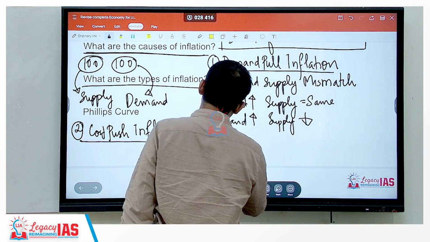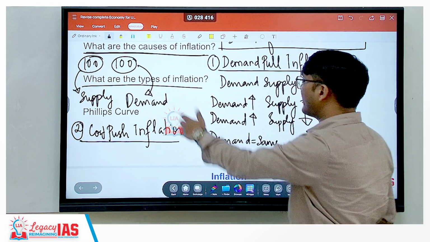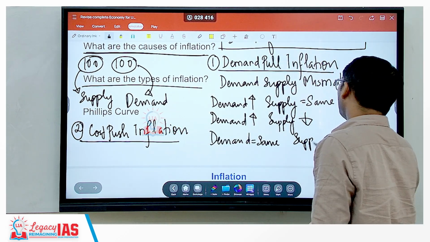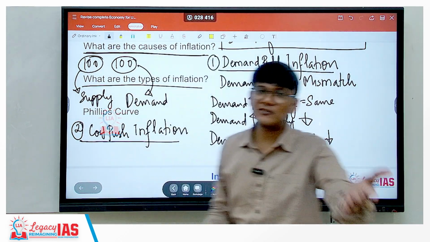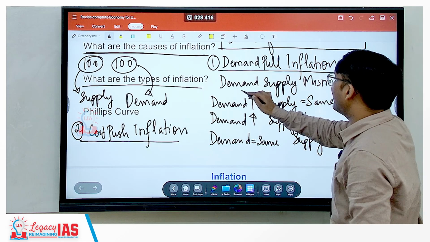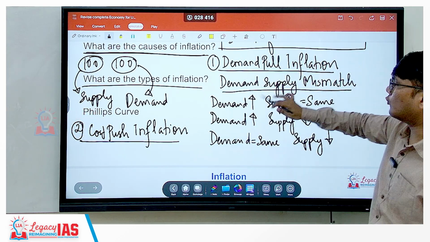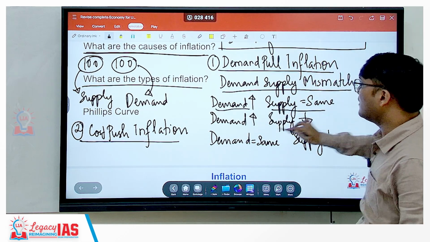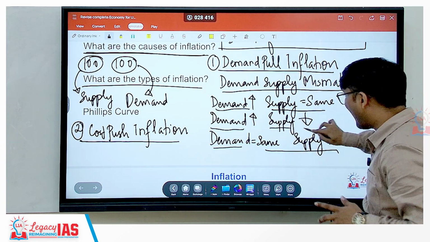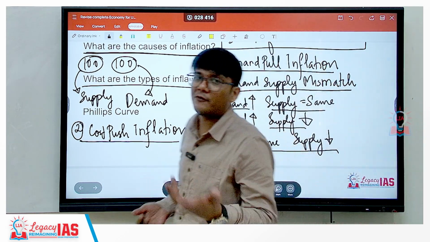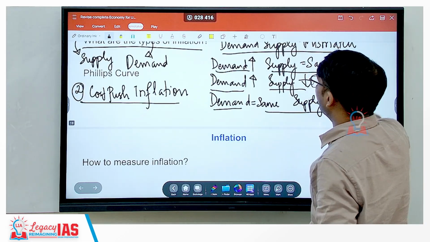Or demand can remain constant. It was 100, it can remain 100, but the supply can come down. Supply was 100, it became 90. So again there is a mismatch. A mismatch between the demand and supply can cause demand pull inflation, and it can happen in these scenarios: demand increasing with supply same, demand same but supply reduced, or demand increased and supply reduced as well. So even more inflation may occur in that scenario. Okay, so this is due to the demand supply mismatch.